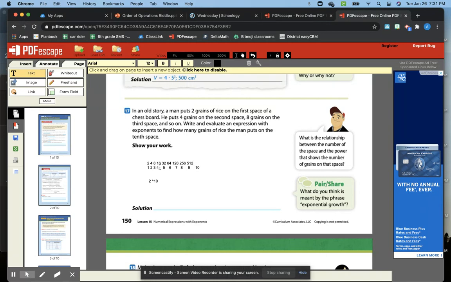And then finally for the 10th power, that would be 1024. For my solution, how many grains of rice? He will put 1024 grains of rice. That is a whole lot of rice.